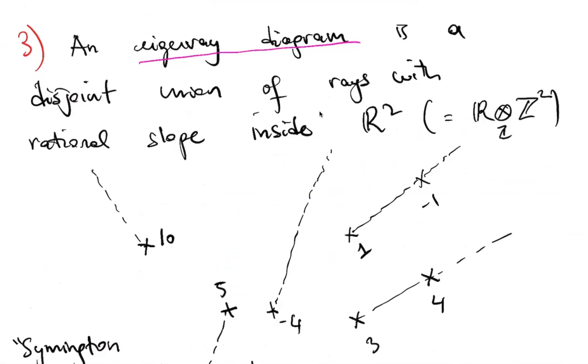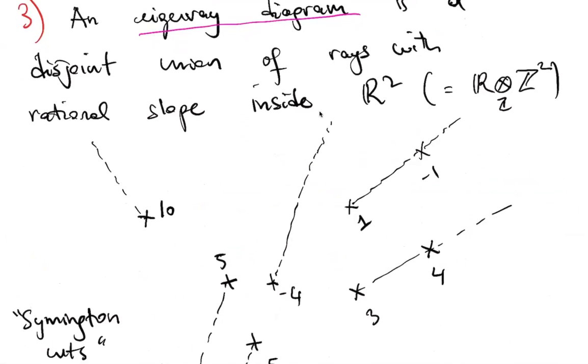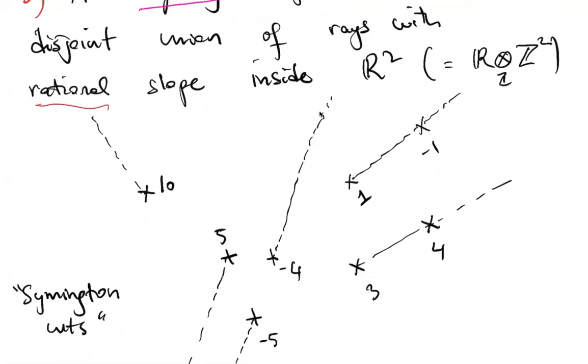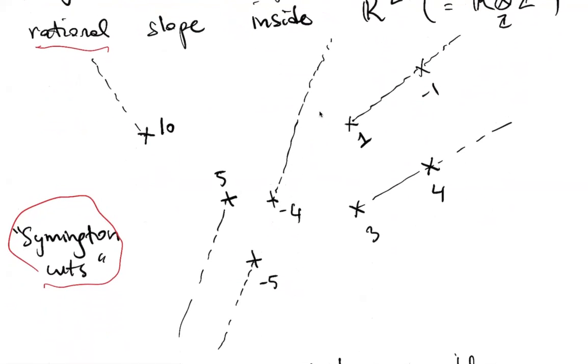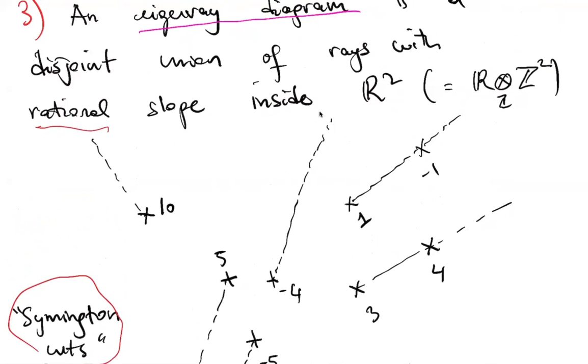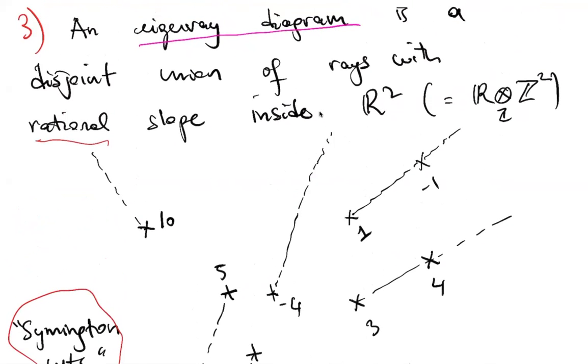It's a simple definition: it's just a disjoint union of rays with rational slope inside R2, where when I say rational, I'm talking about the standard integral affine structure on R2 with the lattice Z2 inside. These are sometimes called Symington cuts in the literature, even though that's not the most commonly used term. So I might call them Symington cuts, but more universally they're known as eigenrays of these nodes.